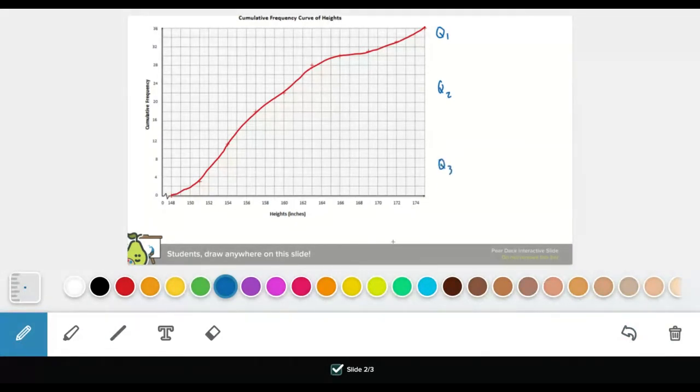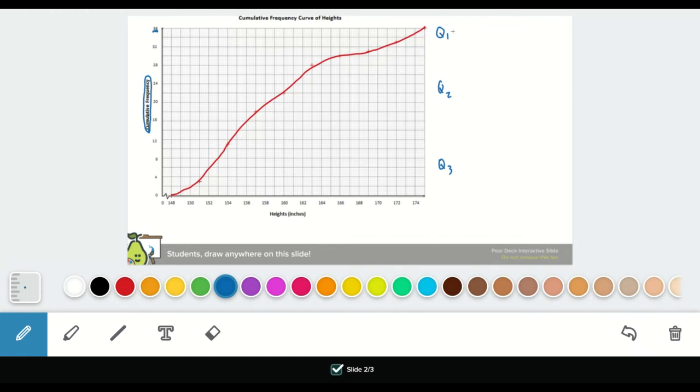Third quartile. And then, wait, Mr. Russell, what about Q4? We'll get there, I promise. Quartile means we're going to divide everything into 4 equal parts. I'm going to look here at the cumulative frequency. This is important. We have a total of 36 students here. Divide 36 into 4 equal parts.